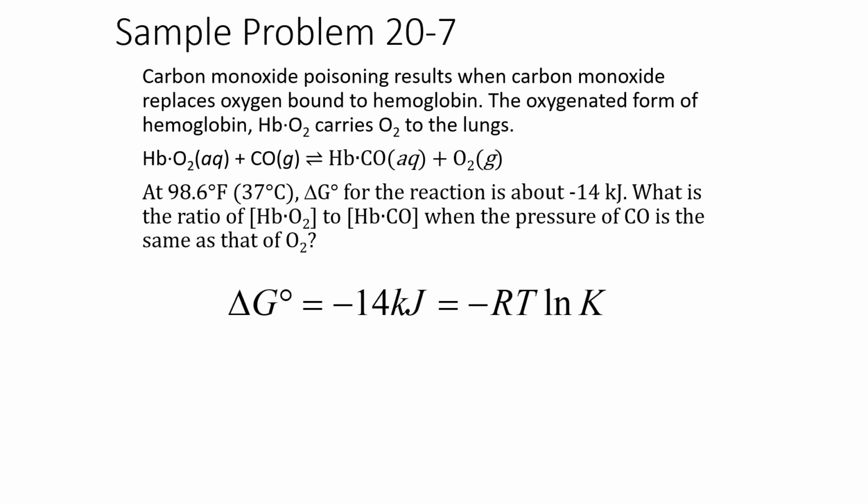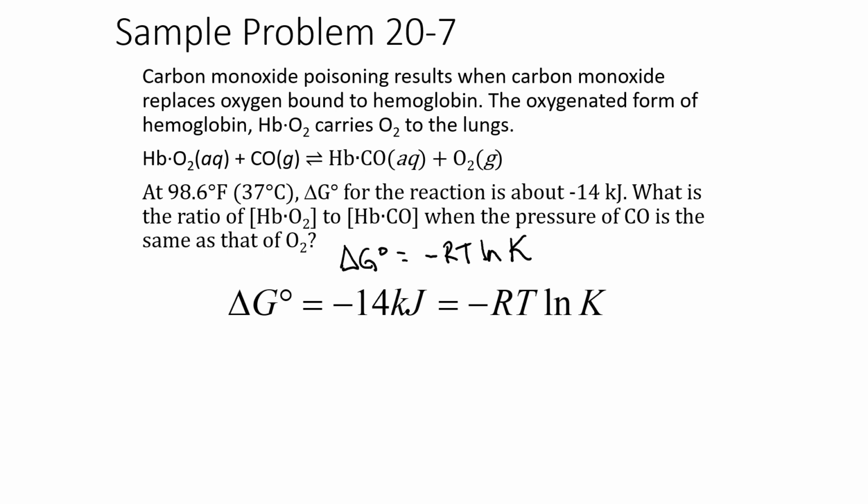Okay, we're going to take the information that we learned, that our delta G naught is equal to negative RT ln of K, and we're going to expand upon that into something that's a little bit more of a complicated problem. It's just got a couple extra steps at the end. The basics are still the same, but we do have a little bit that we're going to expand upon at the end. So this says carbon monoxide poisoning results when carbon monoxide replaces oxygen in our blood.